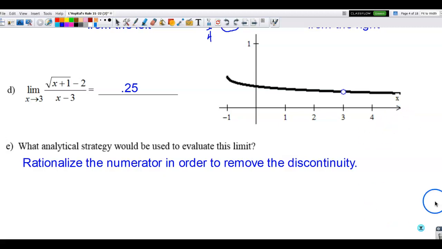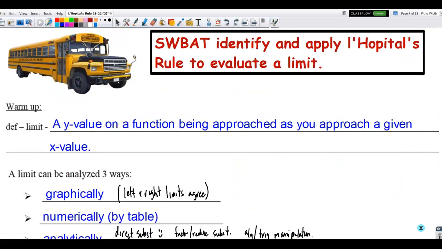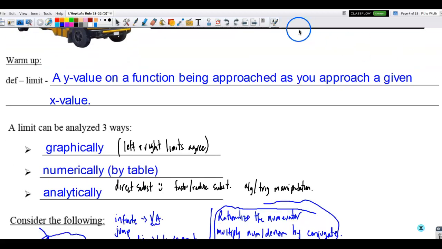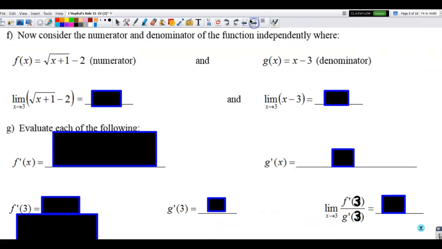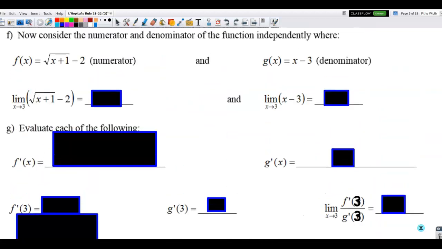However, I'm going to introduce you to a friend, and his last name is L'Hopital. It's not hospital. It's not hospital's rule. It's not low hospital. It's L'Hopital's rule. And L'Hopital was French, and he was a French mathematician, and this was just one of his contributions to mathematics. So letters F through H are going to walk you through L'Hopital, and then we're going to formalize L'Hopital's rule.